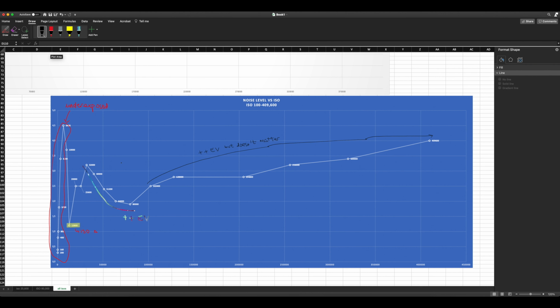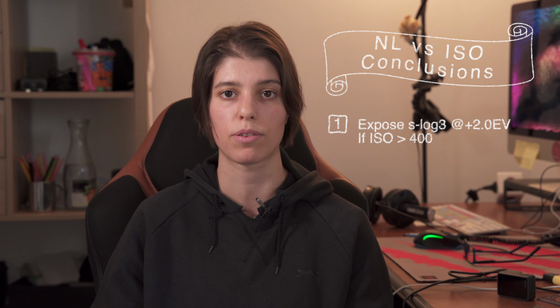So conclusions for this part. Make sure you overexpose your S-Log3 properly. I'd say just to make sure, keep it at about +2 EV. So that's 2 f-stops overexposed compared to what your camera tells you to do. Especially if you shoot in an ISO that's above 400.